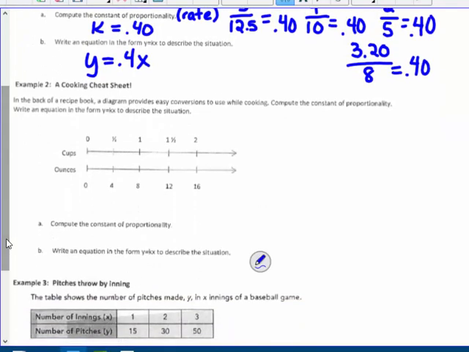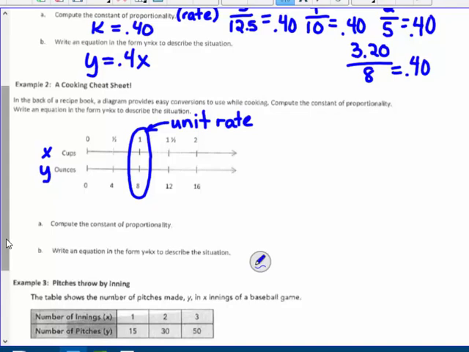Here's another example. A cooking cheat sheet. In the back of a recipe book, a diagram provides an easy conversion to use while cooking. Compute the constant of proportionality. Write an equation in the form y equals kx to describe this situation. So part A, compute the constant of proportionality. Here's my y, ounces, and here's my x, cups, because there's my 1. That's the unit, like unicycle, UNI means 1. There's the unit rate. Whenever my x value is 1, that's my unit rate.